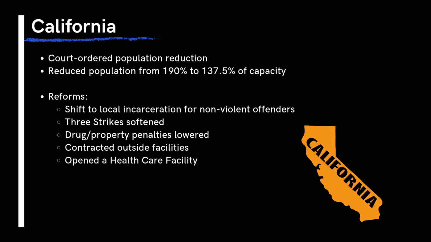California had to enact several other regulations, though, to reduce their state prison populations because the shift to local was not enough. So, it contracted beds in other non-state facilities. California opened a specific healthcare facility for those who were convicted of a crime, and it stopped sentencing offenders to life sentences for violating the three strikes rule unless the offender committed a serious or violent crime on the third offense. California also reduced the penalties for drug and property offenses. By 2015, California finally met the prison population mandate and has been able to maintain that status quo ever since.